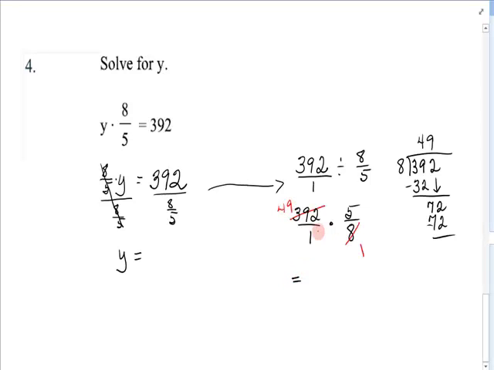Multiply the tops. Well, I need to do that. 49 times 5. 5 times 9 is 45. Carry the 4. 5 times 4 is 20, plus 4 is 24. So I have 245. This is 245 over 1 times 1 is 1. So my answer is 245.